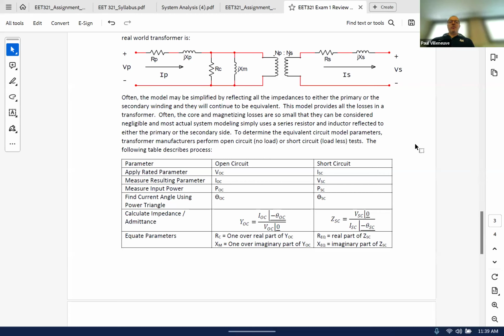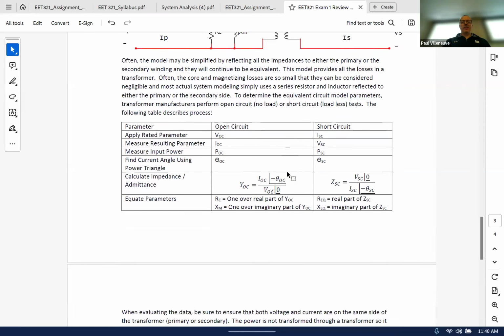In the open circuit test, we calculated Y, and I just showed you all the stuff you need. In a short circuit, because everything's in series, you can just go ahead and calculate Z, and now you equate parameters. Your R sub C is 1 over the real part of Y, and your X sub M is 1 over the imaginary part. In the short circuit, you just have R equivalent and X equivalent. Because it's Z, it's just equal to the real or the imaginary part of Z. So this puts the whole spiel in one table.